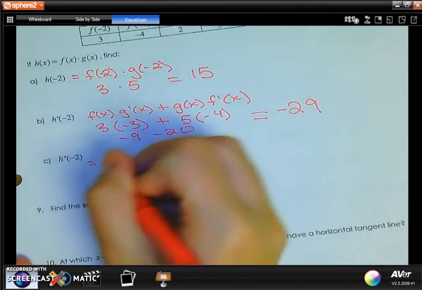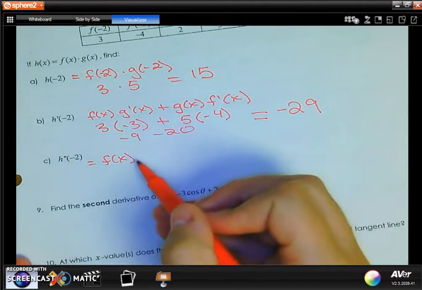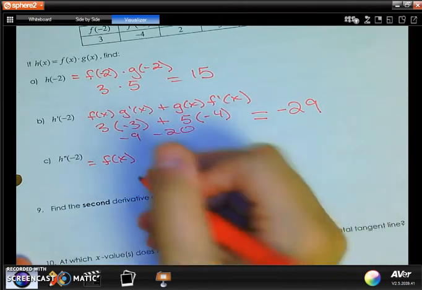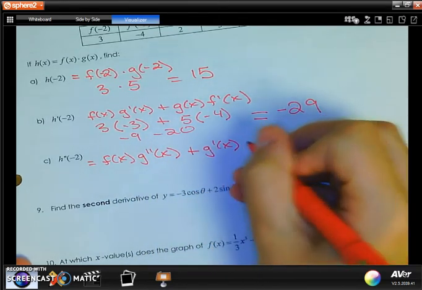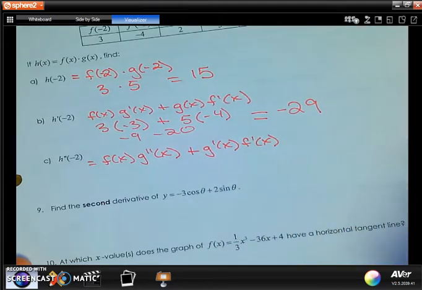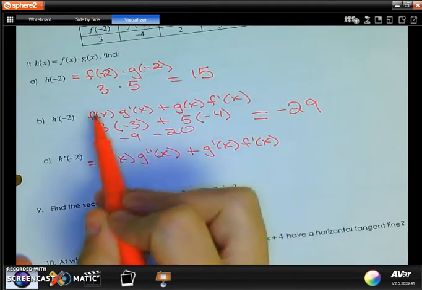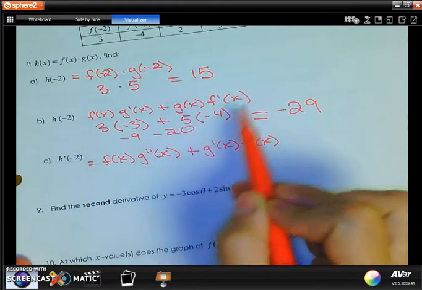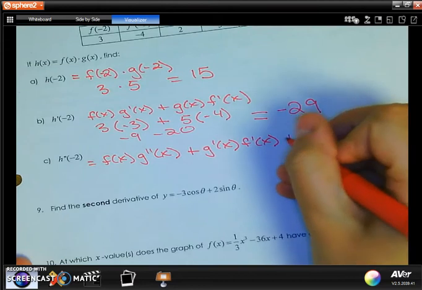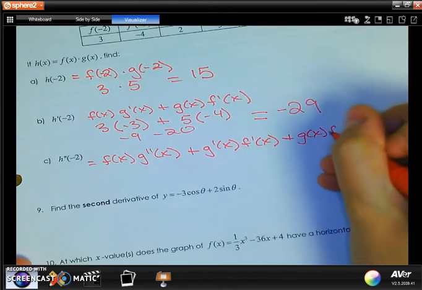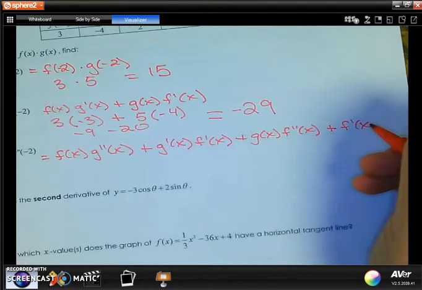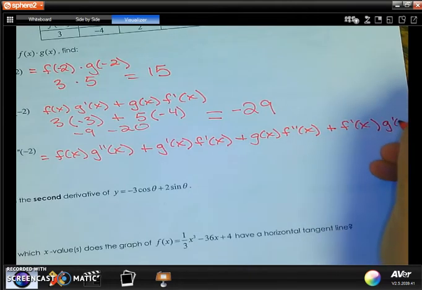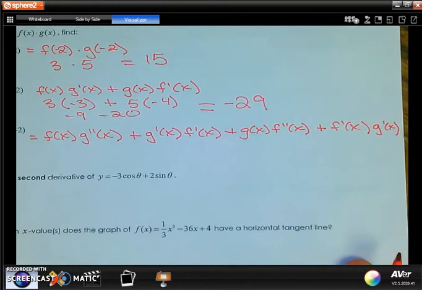So watch this. It's going to be first times the derivative of the second. Well, the derivative of g prime is g double prime, plus the second times the derivative of the first. So that takes care of the derivative of this left-hand side here. Now I need to do the product rule again for this. So you have first times the derivative of the second plus the second times the derivative of the first. Okay, barely fit it on there.